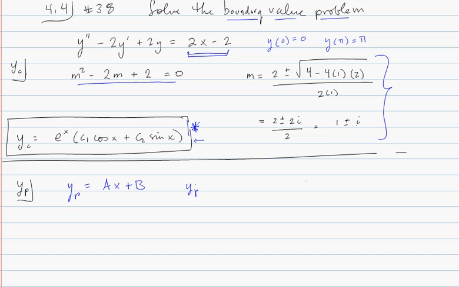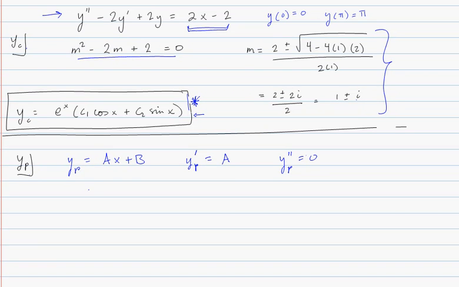Now the next thing that I need to do is take yp prime and yp double prime in order that I can check that yp satisfies the initial differential equation. Now to do that, I put in yp double prime, which is 0, minus 2 times yp prime, plus 2 times yp, which is ax plus b. And that needs to be equal to 2x minus 2. So now by solving this equation, hopefully we'll find out what a and b are.